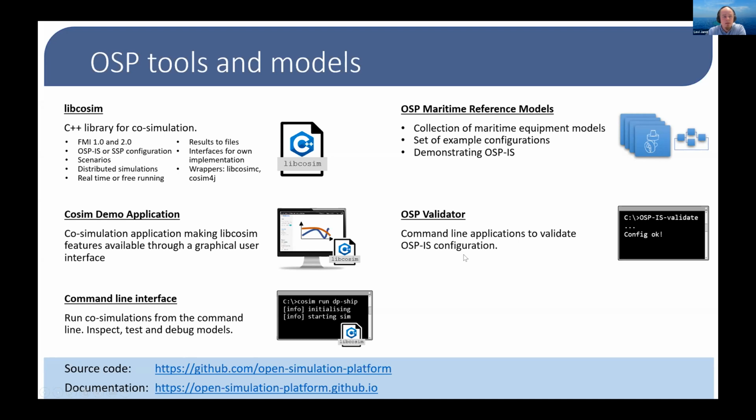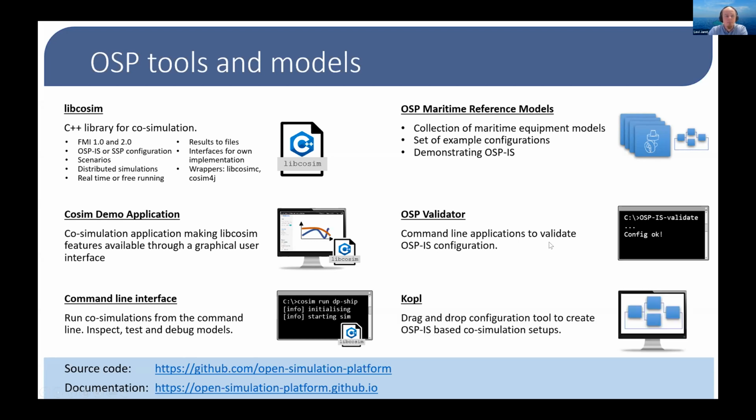Next, we have the OSP validator, which is used to validate that models and configurations are correct with respect to the OSP interface specification. You have already seen that one demonstrated by Martin. Finally, we have Coupler. This is a graphical drag and drop configuration tool to create simulation setups. Coupler targets to ease the process of connecting simulation models and creating full system configurations. It can also validate the configuration, run simulations, and plot the results.